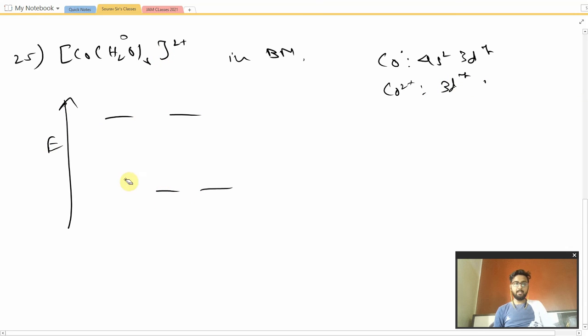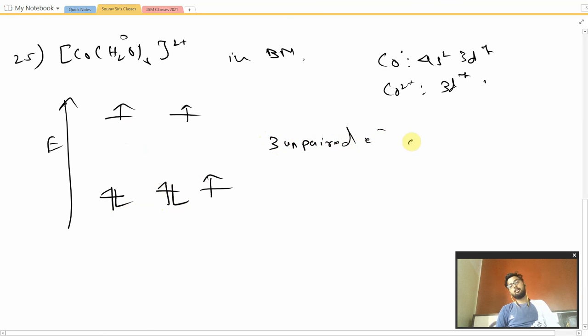For 3d7, as H2O is a weak field ligand, firstly the electrons will occupy the orbitals singly, and then pairing up will take place. So first electron, second, third, fourth, fifth electron, 5 electrons are occupied. Then sixth electron, then seventh electron. So two sets of electrons are paired, and three of them are unpaired. So three unpaired electrons are obtained.